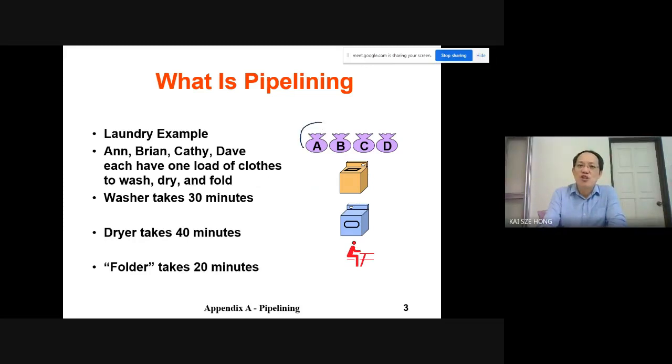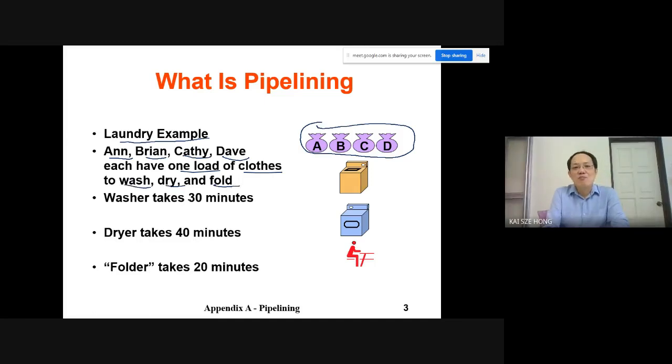So you have A, B, C, D, clothes, okay? So this is a basket of clothes. For example, this is a laundry example you send to the Dobby. Brian, Kathy, and Dave. Okay, these four people each have one load of clothes. We have a lot of clothes, so to wash, to dry, and to fold.